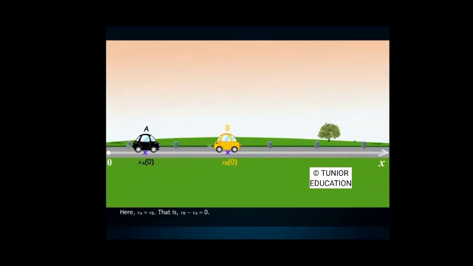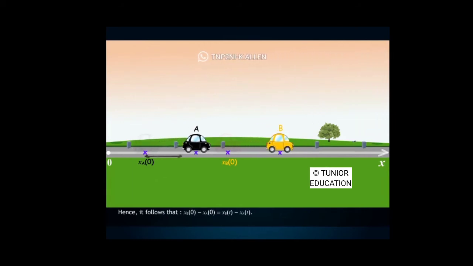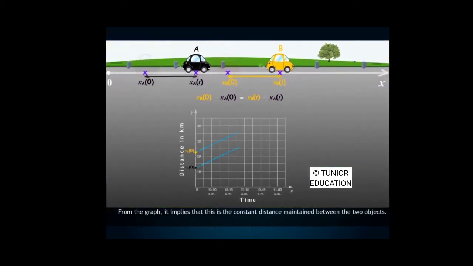When two cars A and B move with equal velocities, here VA equals VB, that is, VB minus VA equals 0. Hence it follows that xB(0) minus xA(0) equals xB(t) minus xA(t). From the graph, it implies that this is the constant distance maintained between the two objects. The position-time graph of the two objects is illustrated here. The graphs of the objects are parallel lines. In this case, the relative velocity VAB or VBA is 0. There is no relative motion between the two cars.